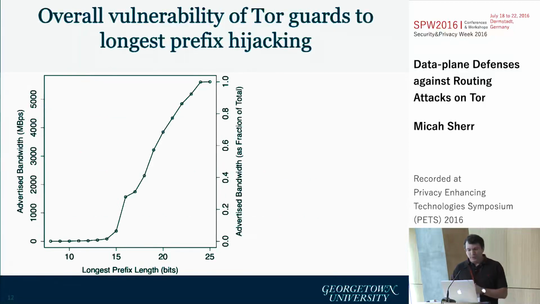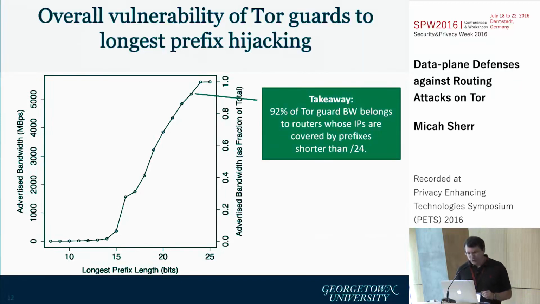So the first thing we looked at is the overall vulnerability of Tor guards to longest prefix hijacking attack. The more interesting axis here is the second y-axis, which is the advertised bandwidth as a fraction of Tor bandwidth. And we were very surprised by this. 92% of Tor guard bandwidth belongs to routers whose IP addresses are covered in prefixes shorter than /24. In other words, 92% of guard bandwidth is vulnerable.